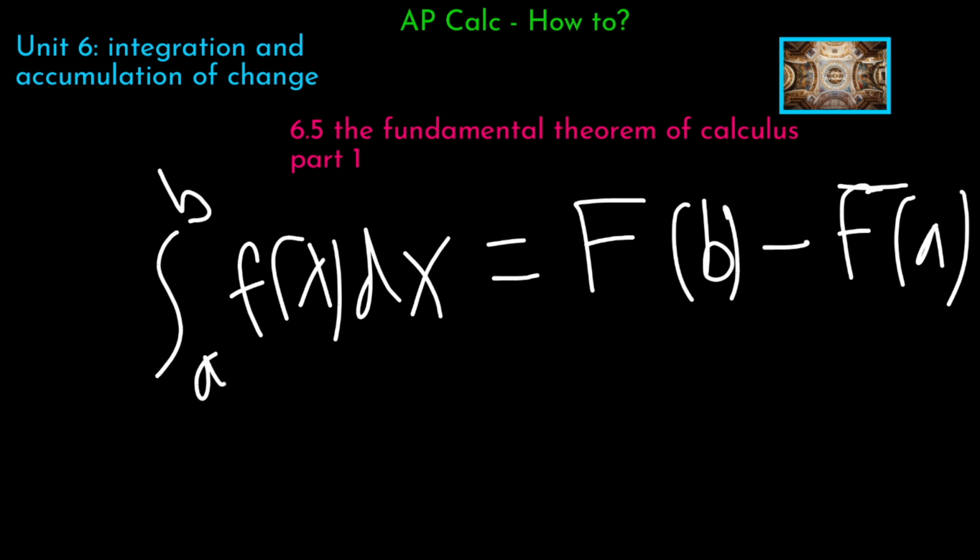Accumulated change equals final amount minus initial amount. This is exactly what this represents. What you need to be able to do this: you must be able to find the antiderivative, plug in the bounds, top minus bottom, and this only works if the function is continuous.